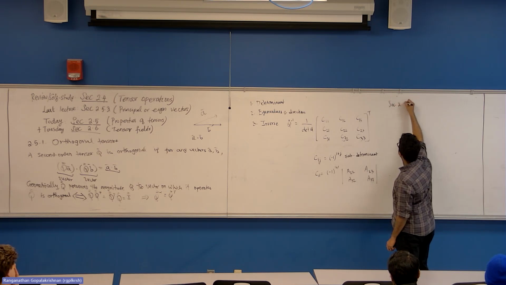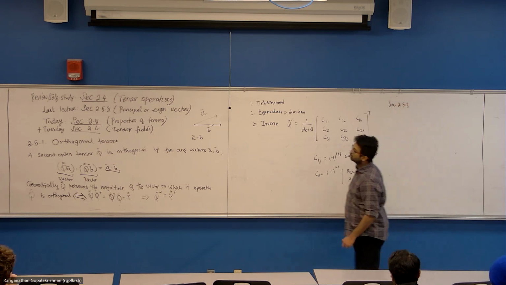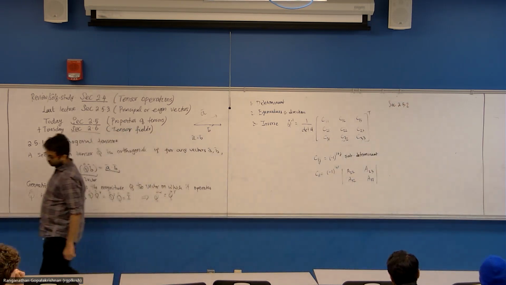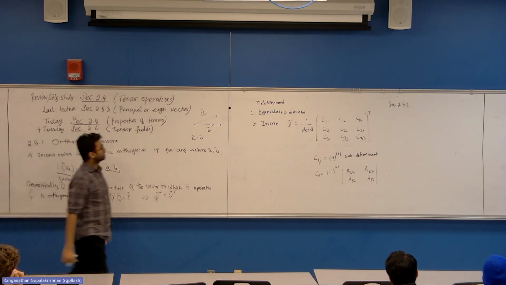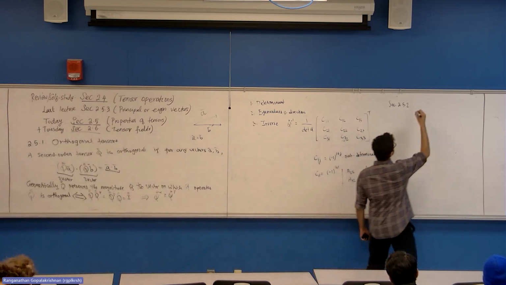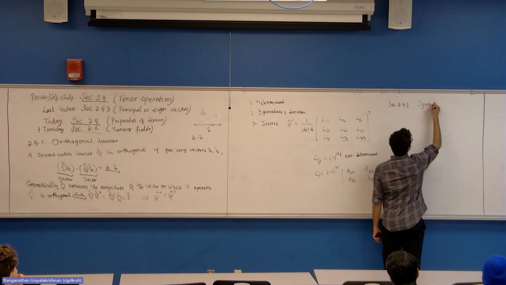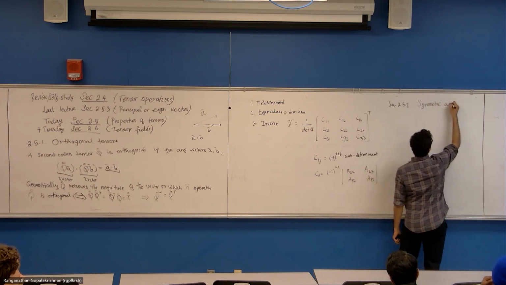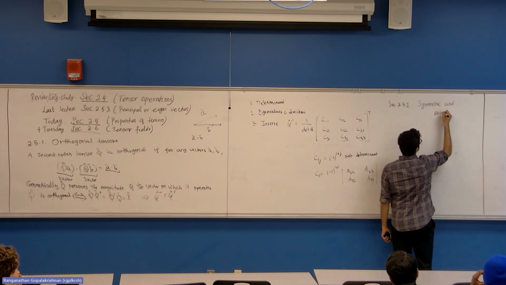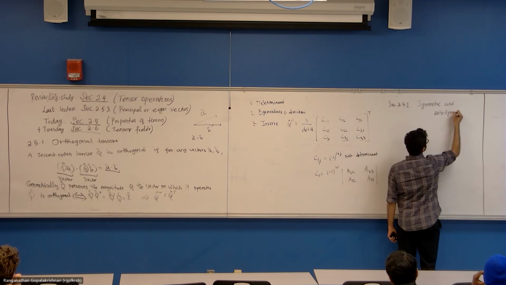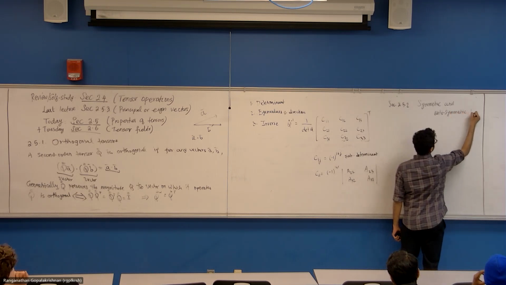Section 2.5.2. Symmetric and anti-symmetric tensors. I think we might have already seen this.